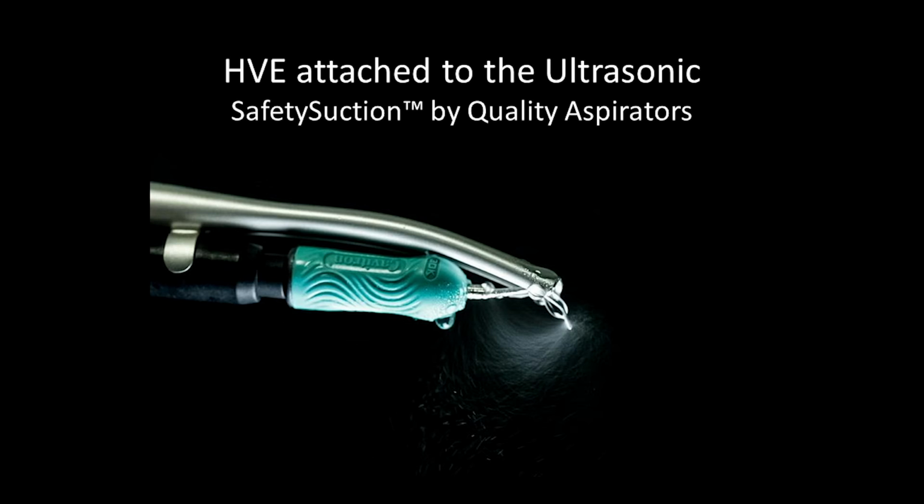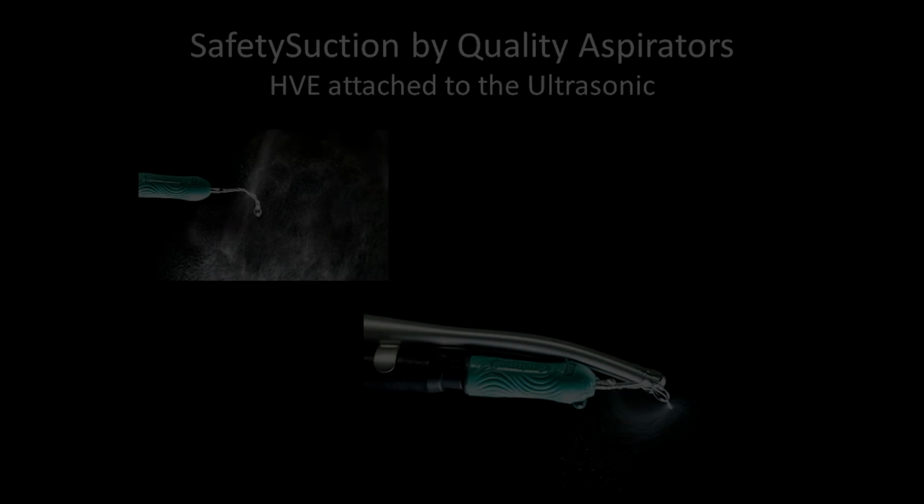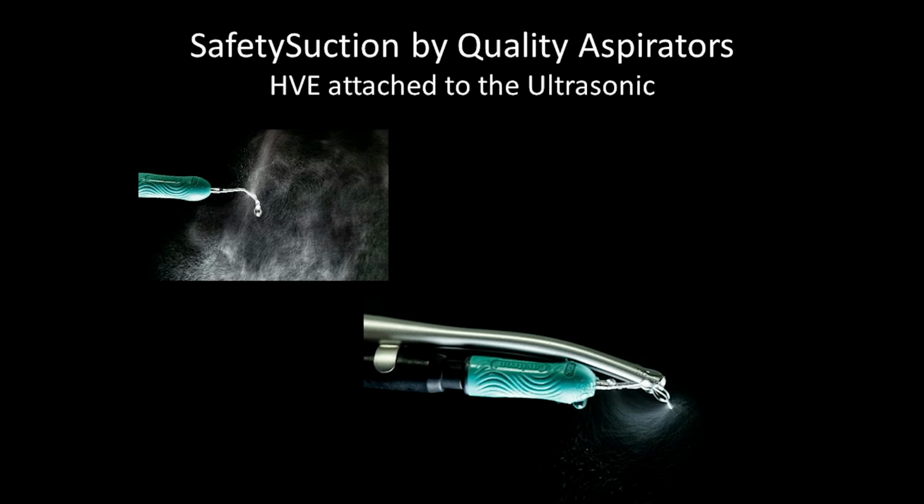This is a patented device, so there's only one of them out there. It's the safety suction by Quality Aspirators. Be aware of the fact that I do hold the initial patent on this, so I'm definitely biased, but this works really well. They have redesigned it. It is ergonomic now, and it does hold the suction tip right at the correct 2 centimeter distance from the ultrasonic tip. And here you have the ultrasonic going with no suction, and then the same ultrasonic with the safety suction in place.